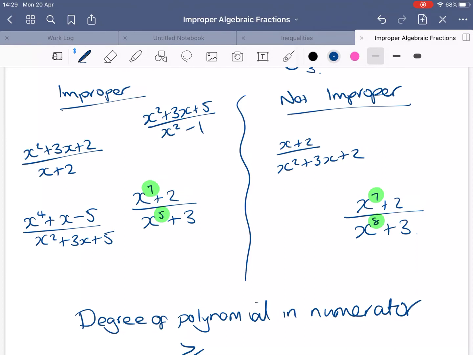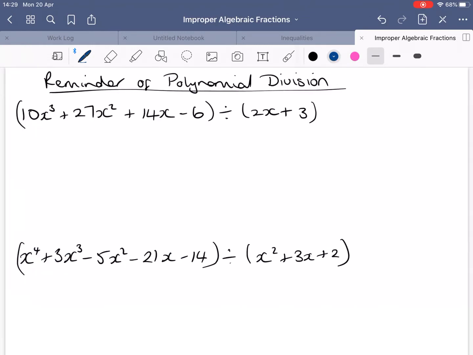Okay. Now, before we actually go on to the main purpose of this lesson, I also need to recap something else. And this is a bit of a reminder about polynomial division. I'm going to do one that we would have done last year, and hopefully really quick recap. If I'd had to do 10x cubed plus 27x squared plus 14x minus 6 divided by 2x plus 3, if you remember, we use the reverse grid method because we want to know what multiplied by 2x plus 3 makes our 10x cubed plus 27x squared and so on.